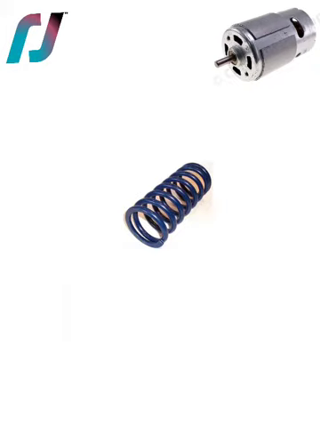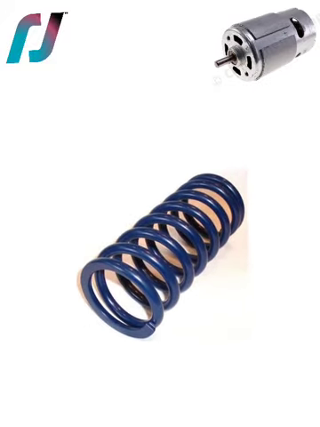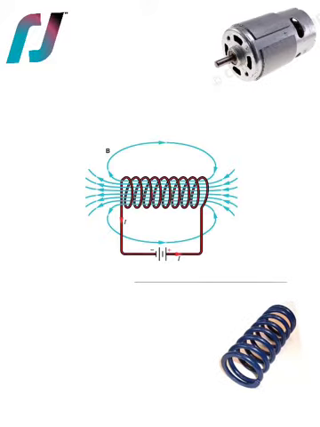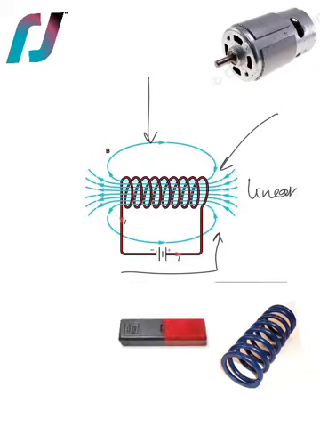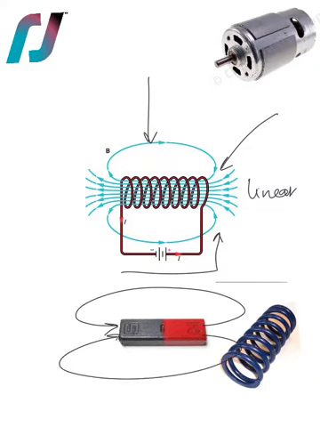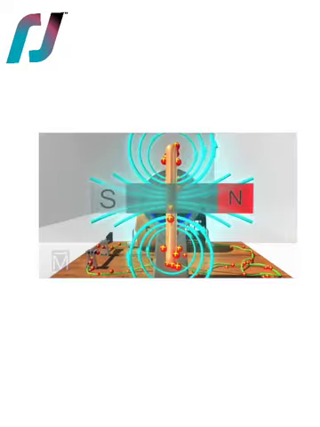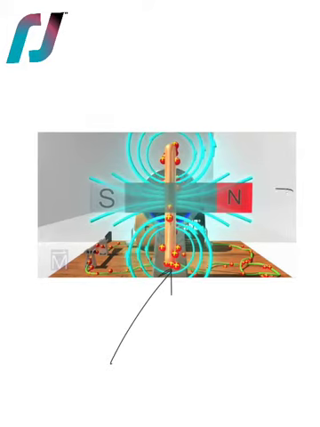Now let's see, what if current flows through a circular coil? If the current flows through a circular coil, then the magnetic field lines produced by the current are linear, which is similar to the magnetic field lines of a permanent magnet, which flow from north to south. Now we'll see why the magnetic field lines provided by a circular coil are linear.